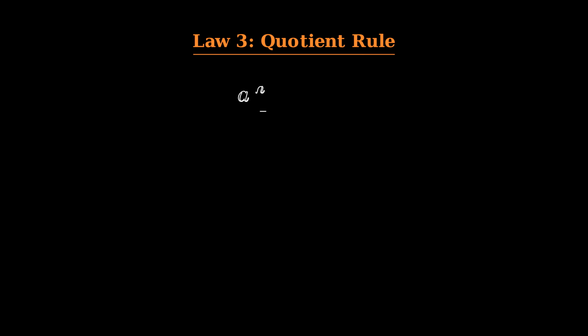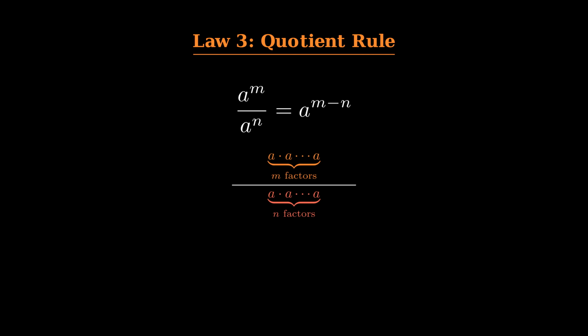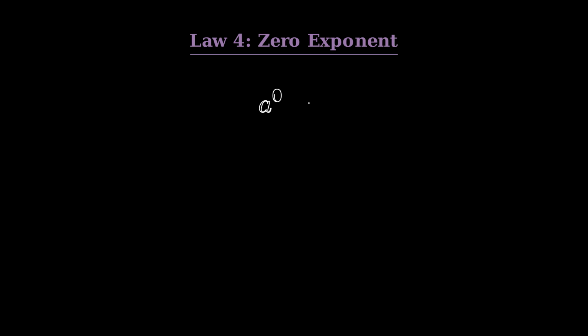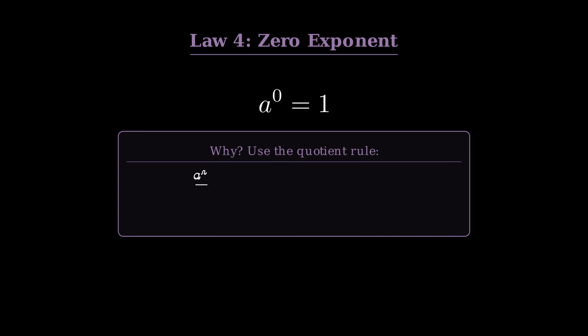Law 3. When dividing powers with the same base, we subtract the exponents. A to the m divided by a to the n equals a to the m minus n. Example, 5 to the 5th divided by 5 cubed, that's 5 to the 5 minus 3, which is 5 squared, or 25. Law 4. Any non-zero number to the power of 0 equals 1.